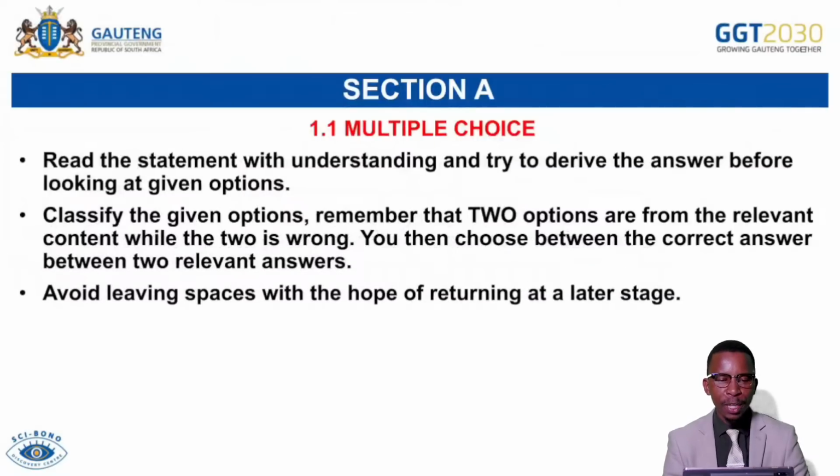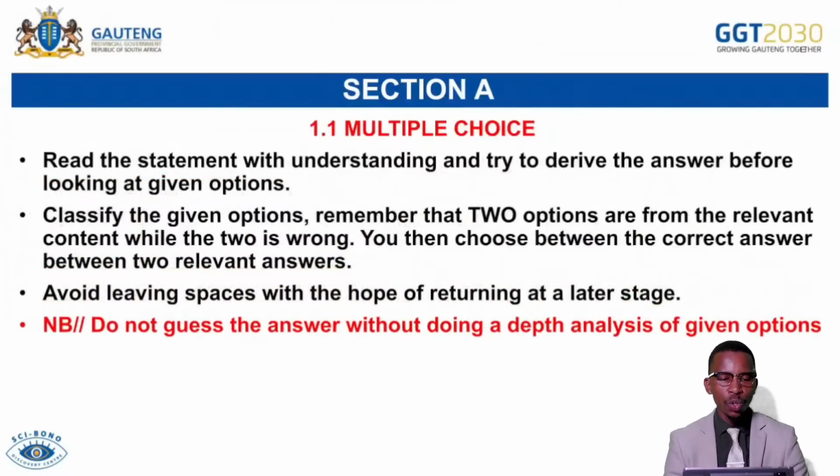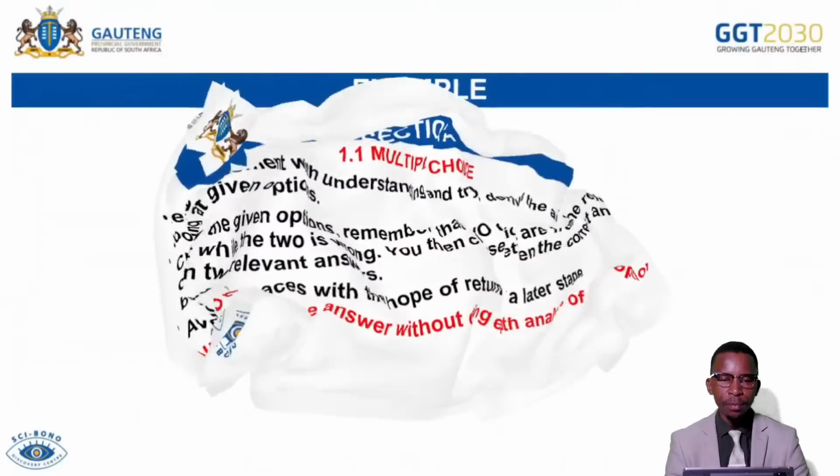Then avoid leaving spaces with the hope of returning at a later stage. Do not leave spaces in 1.1. As you leave the space, you are forfeiting 2 marks, which is very important for you as you want to achieve your target. And then do not guess an answer without doing a depth analysis on the given options. Ensure that you relate. This is all about linking the statement to the given options. Then you choose the one that is very much linked to the statement.